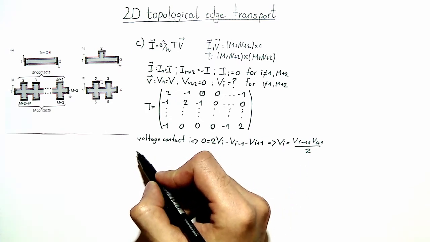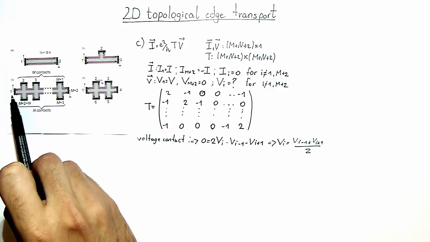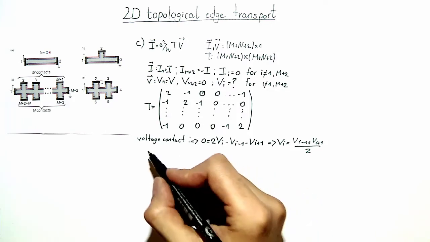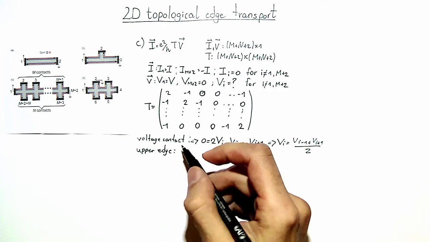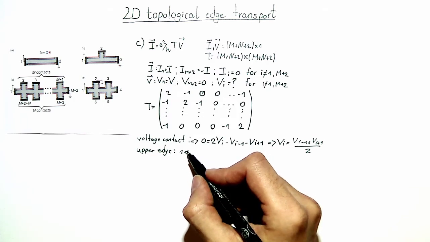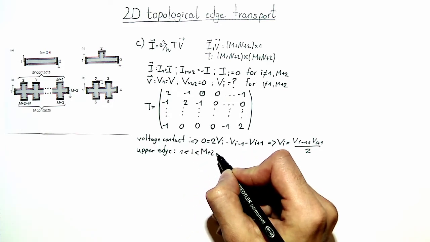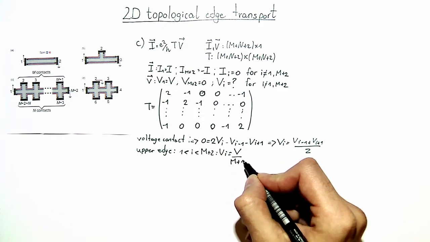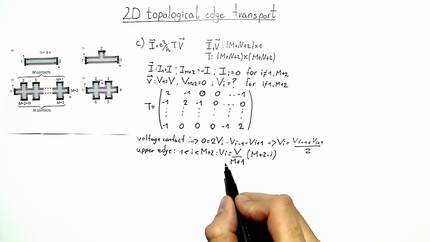So what we can do is express the voltage in any arbitrary voltage contact in terms of the voltage V, since we know that here we start with the voltage V, here we end up with 0, and it has to decrease linearly. Therefore, for the upper edge, which corresponds to voltage contacts with indices ranging from 2 to m plus 1, we can write the voltage as the voltage at contact 1 divided by m plus 1 times m plus 2 minus I, where I is the index.